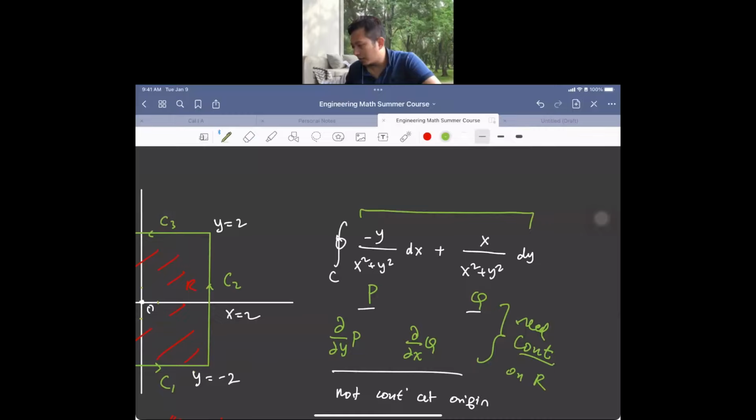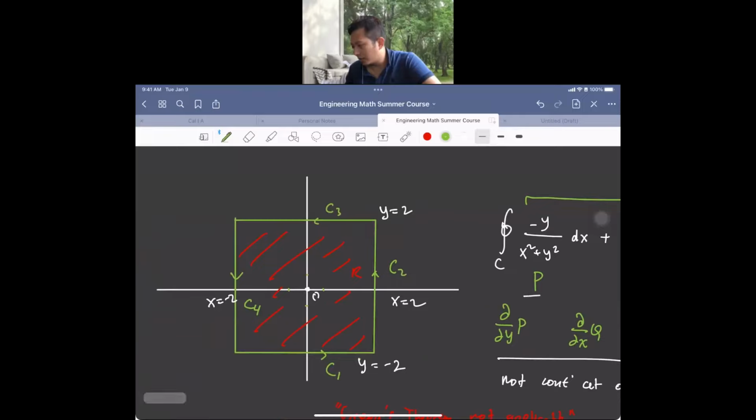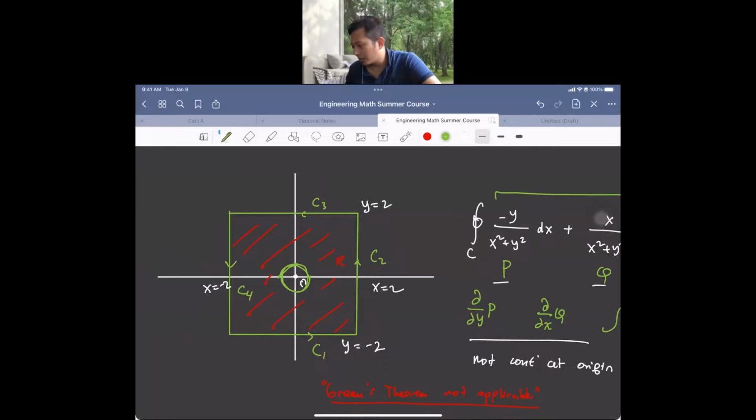And since P, Q, and each of their partial x and partial y are not continuous at the origin, because we are going to evaluate at this curve, this R, then one idea that we can do is to make some hole in here. So that's one idea, and that will be our topic. Okay, so we will have a region but with a hole, so we can remove any discontinuity, because with that hole we still have region R that is still connected, right? Still connected.